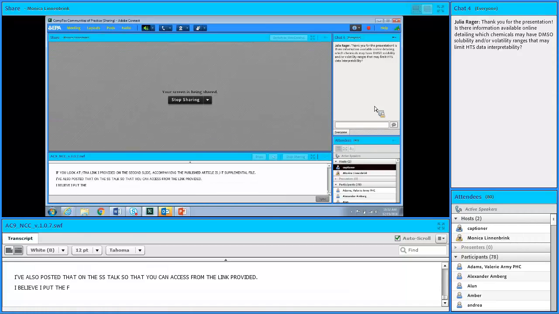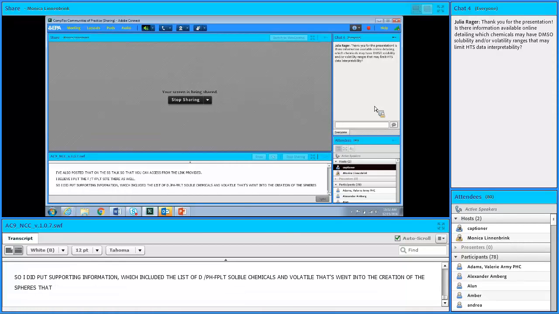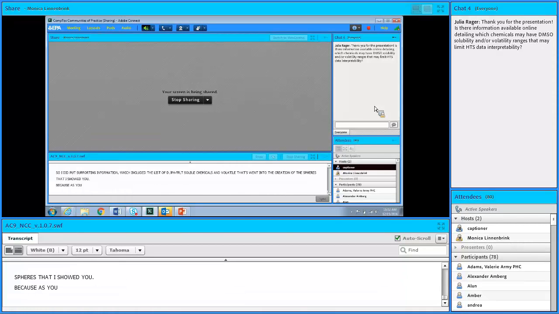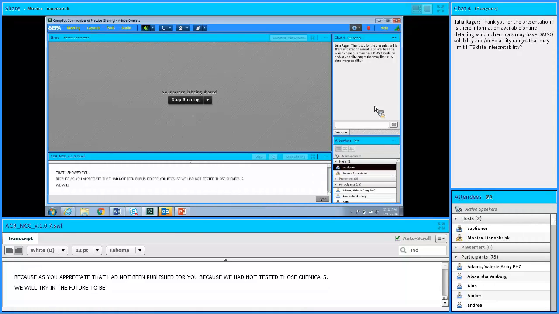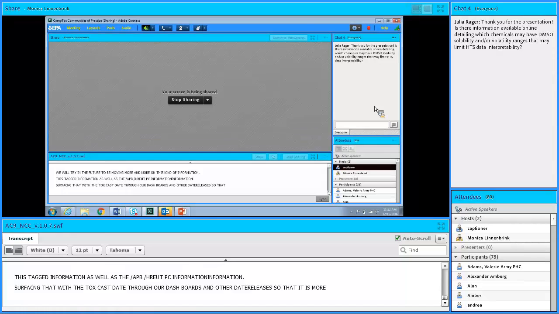So I did put supporting information, which included the list of DMSO insoluble chemicals and volatiles that went into the creation of the figures that I showed you, because as you appreciate, that had not been published previously because we had not tested those chemicals. We will try in the future to be moving more and more of this kind of information, this tagged information, as well as the analytical QC information, surfacing that with the ToxCast data through our dashboards and other data releases so that it is more easily consumed and utilized by folks who are trying to analyze our data.